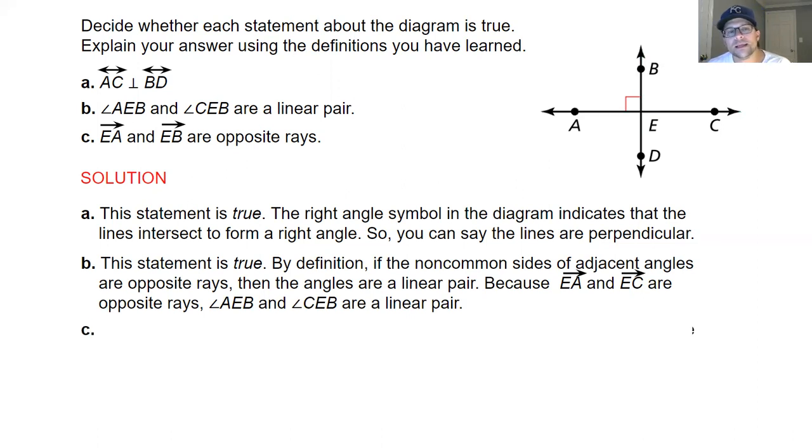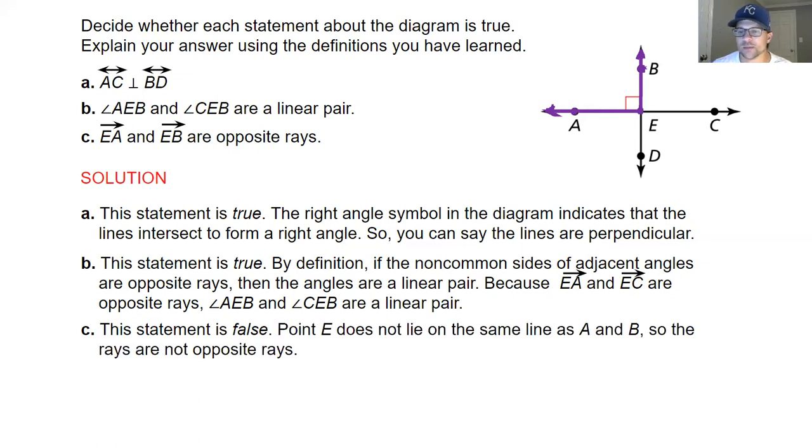Now part C, EA and EB are opposite rays. EA is that ray in the purple where it's starting in the middle and moving to the left. EB, again, is that purple ray where it's starting in the middle and going up. Thinking back to our definition of opposite rays, hopefully you're able to say that no, this is not a true statement. They are not opposite rays, because the definition has to be that the rays lie on the same line, and they do not. You are changing the direction in which the ray is going, and it is not on a straight line to get from point A to point B.